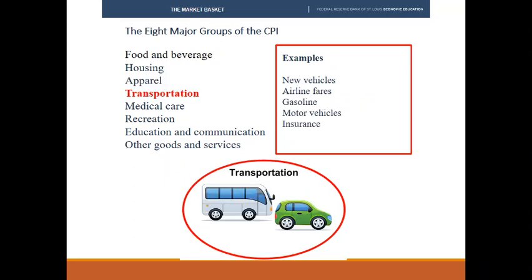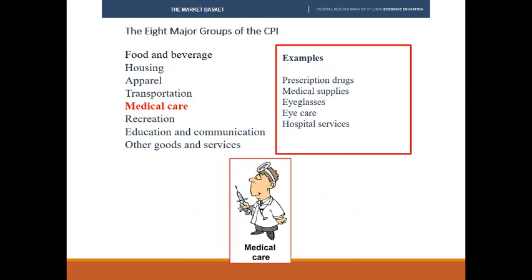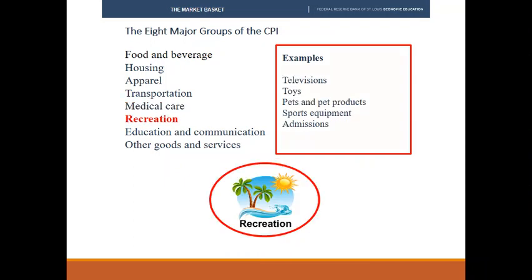Transportation, so cars, gas, insurance, right, that kind of thing. Medical care, pretty straightforward. So drugs, medical supplies, and hospital services are all included. There's physical and service aspects to medical care. Recreation has lots of durable things like computers and televisions. But of course, if you go to Disney World, it's going to be in there too.